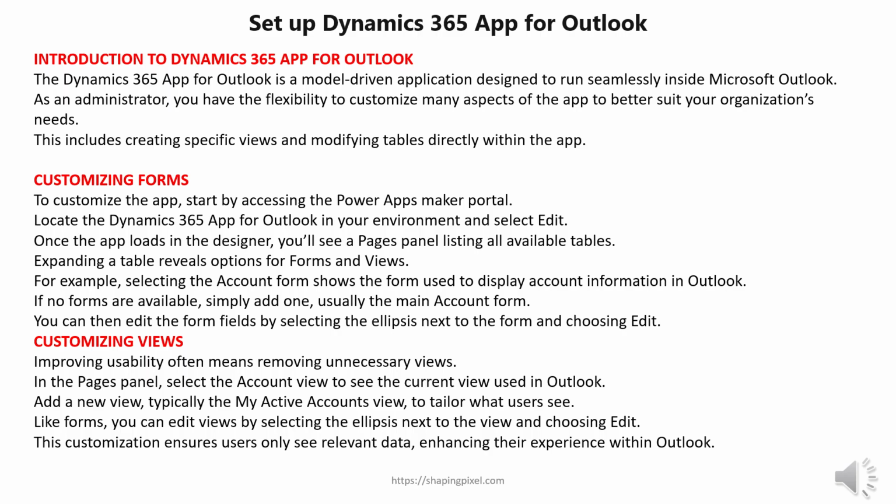Customizing views. Improving usability often means removing unnecessary views. In the Pages panel, select the Account view to see the current view used in Outlook. Add a new view, typically the My Active Accounts view, to tailor what users see. Like forms, you can edit views by selecting the ellipsis next to the view and choosing Edit. This customization ensures users only see relevant data, enhancing their experience within Outlook.